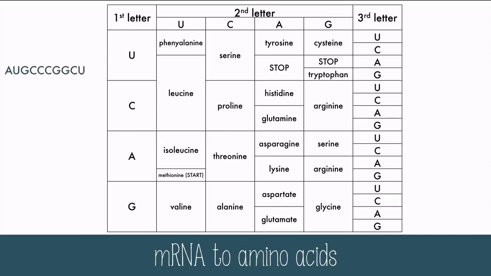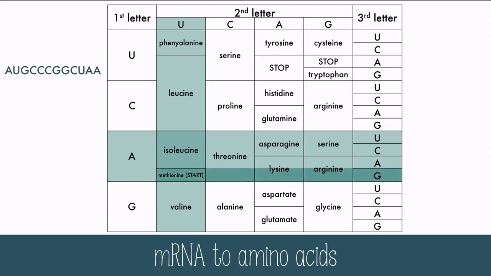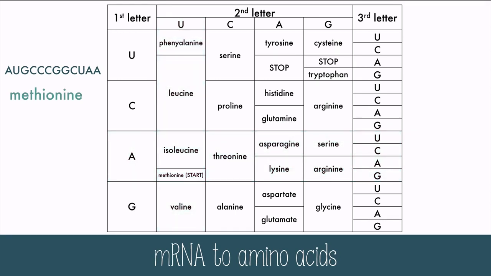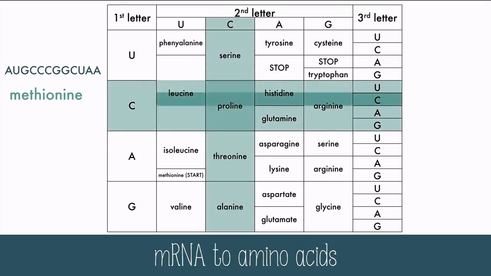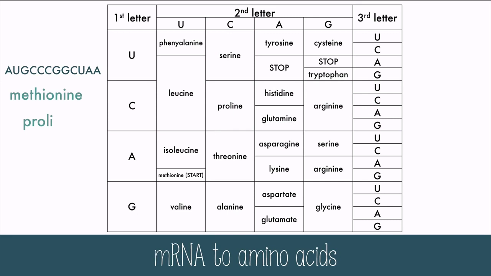Let's use an example. Starting with the first 3 letters, AUG, we can find the amino acids. The first letter is A, which narrows it down to this row. The second letter is U, which narrows it down to this column, and the third letter is G, which means that this is methionine, which is the starting amino acid. Next is CCC, which is the second row, second column, and second row on the right. But we don't even have to look at the third letter in this case, because every third letter will bring the same amino acid, proline.